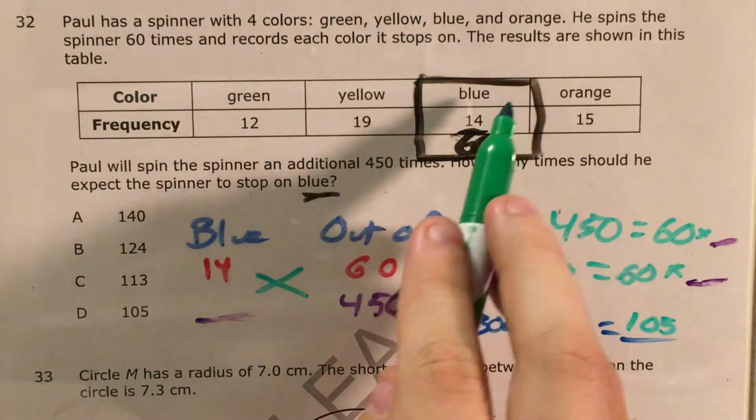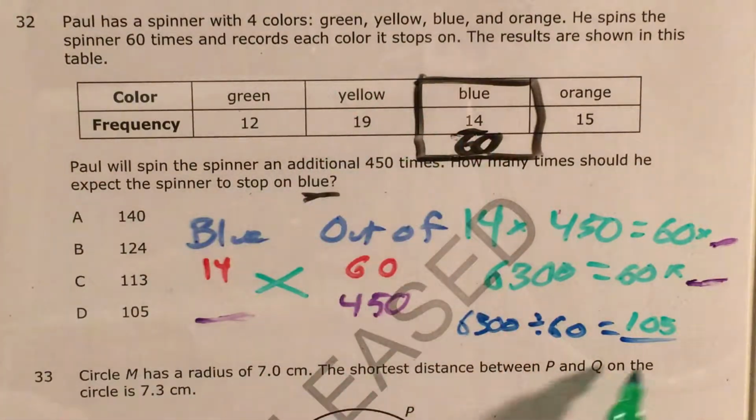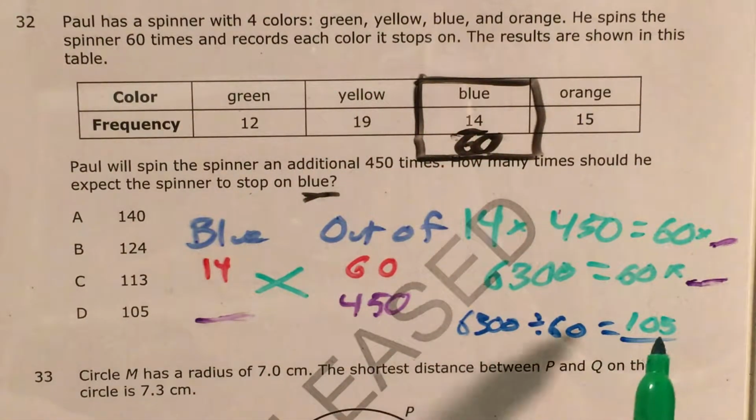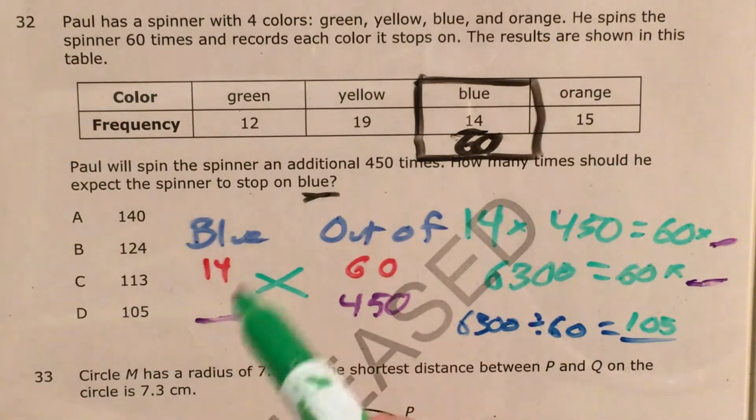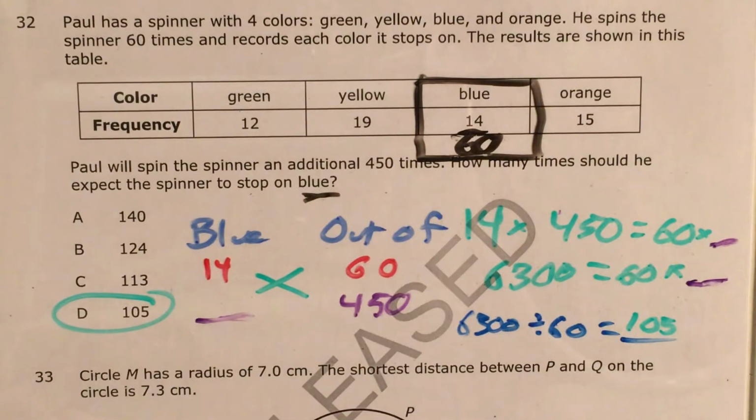So if we got 14 blue spins out of 60, we would expect, using experimental probability, to get about 105 spins to land on blue out of 450. So our answer is 105.